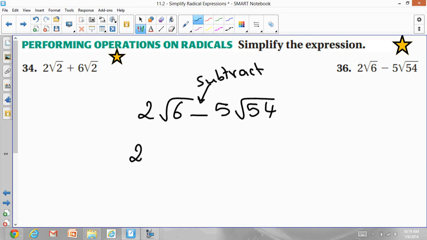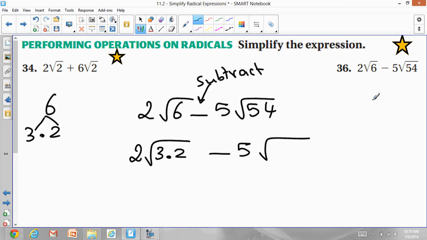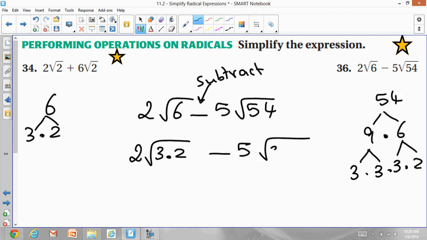So this is going to be 2 and 6 is nothing but 3 times 2, minus 5. And 54, let's break apart the 54. 54 is 9 times 6. 9, I can break it apart as 3 times 3. And 6, I can break it as 3 times 2. So this becomes 3 times 3 times 3 times 2.